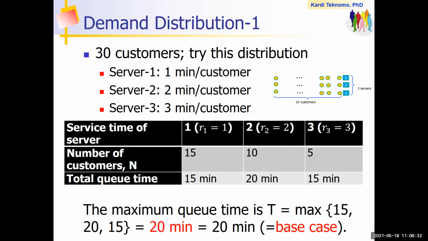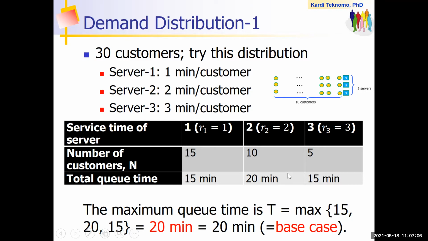Okay, then let's calculate the queuing time. 15 times 1 is 15, 10 times 2 is 20, and 5 times 3 is 15. The maximum between 15, 20, and 15 is 20. Oh, using this distribution, we are reaching the performance equal to the base case, which is 20 minutes, right?